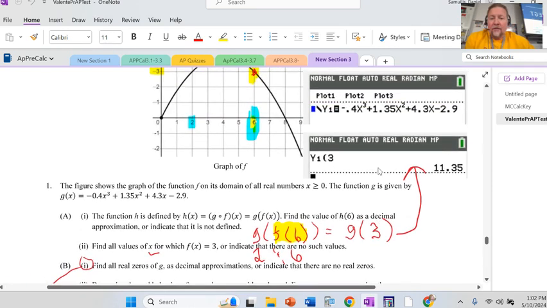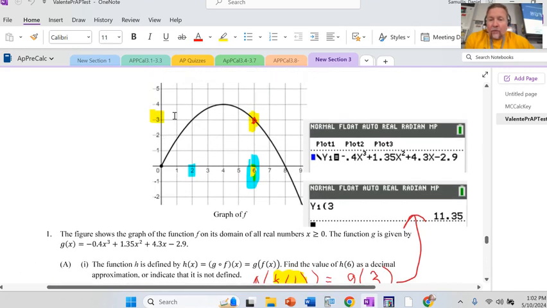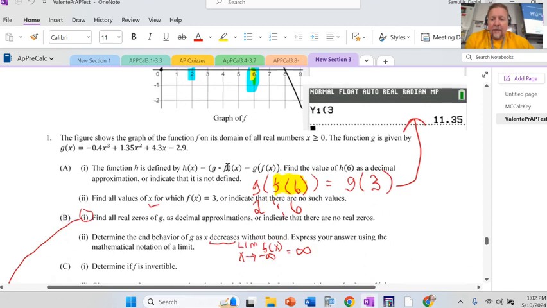Okay, and then input, say it again. So where f of x equals 3, that means that's the y coordinate. What are the x's that create that? And that's 2 and 6 again. So that's why we get 2 and 6 for that.